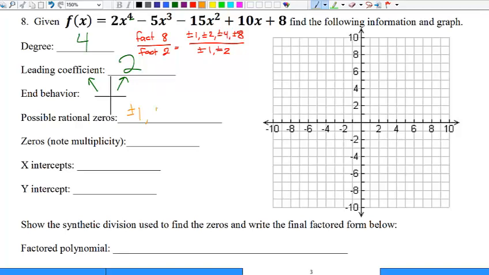2 over 1 is going to be plus or minus 2. 4 over 1 is plus or minus 4. 8 over 1 is plus or minus 8. So I've done over 1.